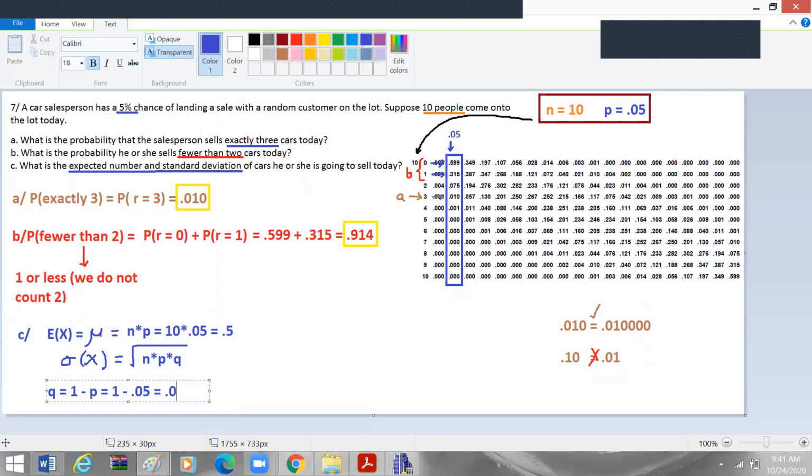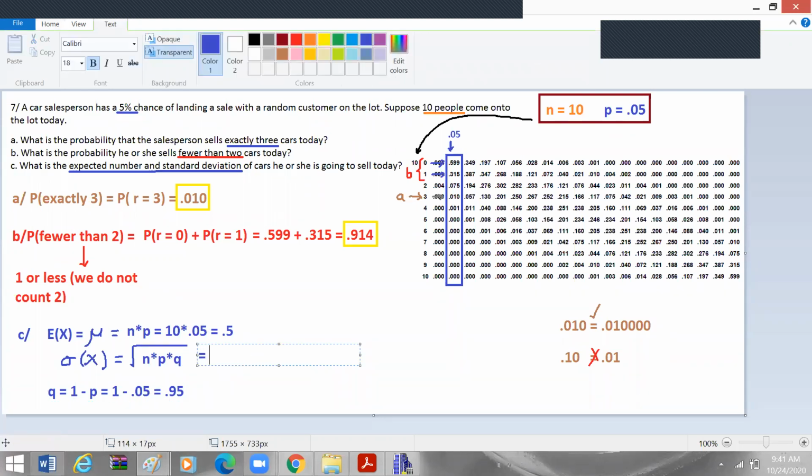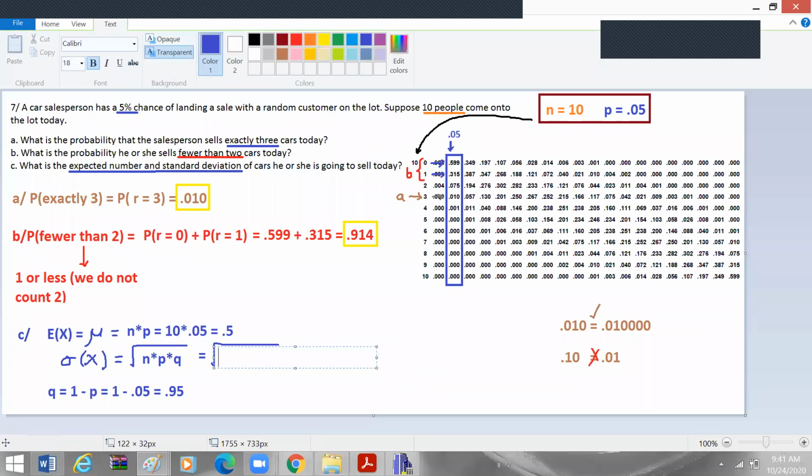And apparently this one is really important. If you don't want to do it like that, we can just take 1 minus p on the calculator, and I still give full credit for this. So that would be equal to the square root of n, which is 10, times p, which is 0.05, times 0.95 on the calculator.